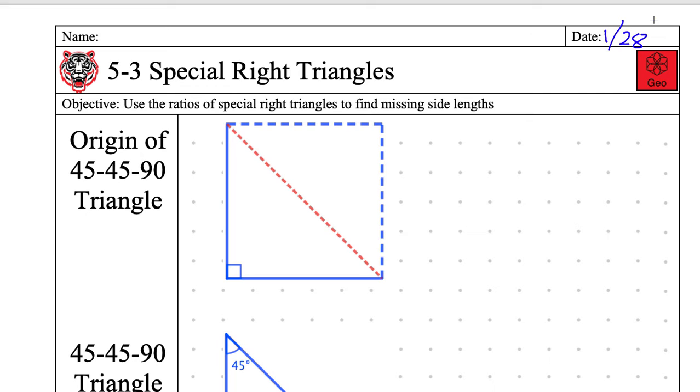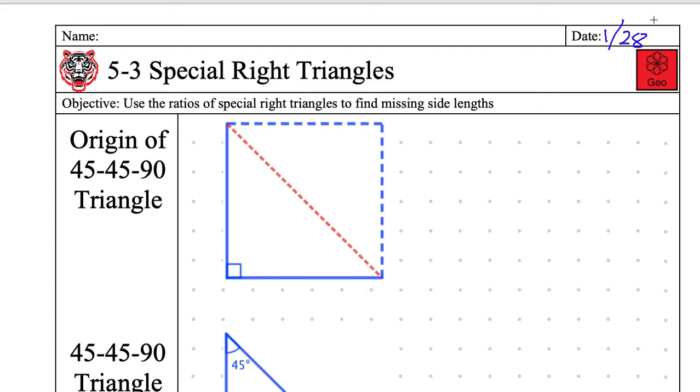Use the ratios of special right triangles to find missing side lengths. There it is. All right. So it's important to know where these special right triangles come from. If you guys can pass around Julian's card so it gets to the inbox, I'd appreciate that. Where does the 45, 45, 90 triangle come from? And the answer is it comes from a square.